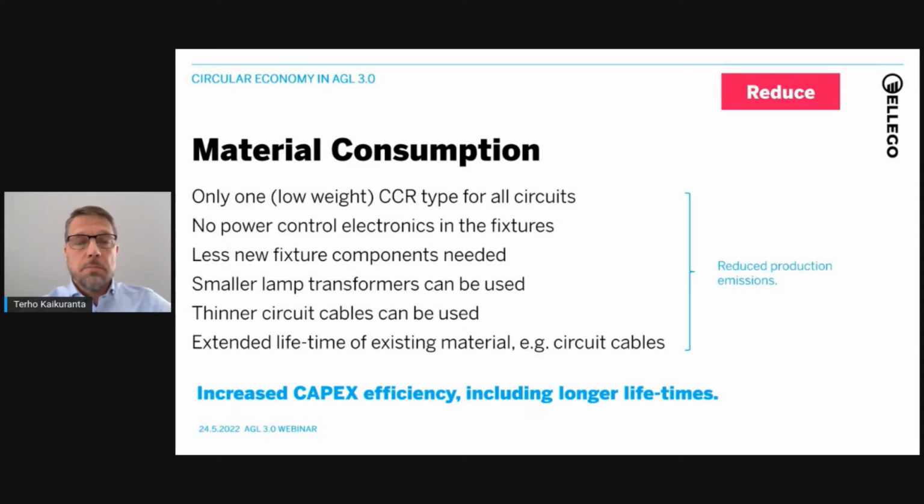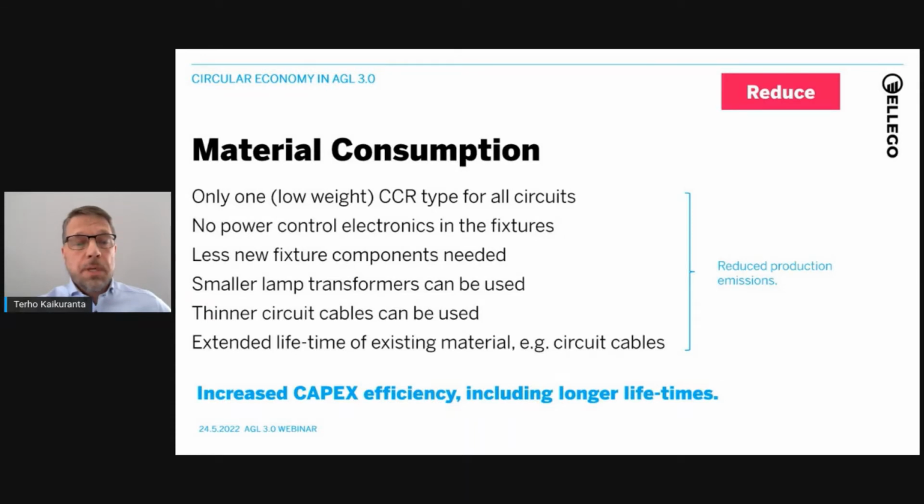Then there is the fact that you don't need power control electronics inside each fixture. So that reduces quite a lot of material from the system. There is also the need for fewer new fixture components because you can reuse some of the existing components you already have in the airfield. And in case you want a new installation or new equipment, you can choose smaller lamp transformers and thinner circuit cables. So these both reduce the material consumption as well.